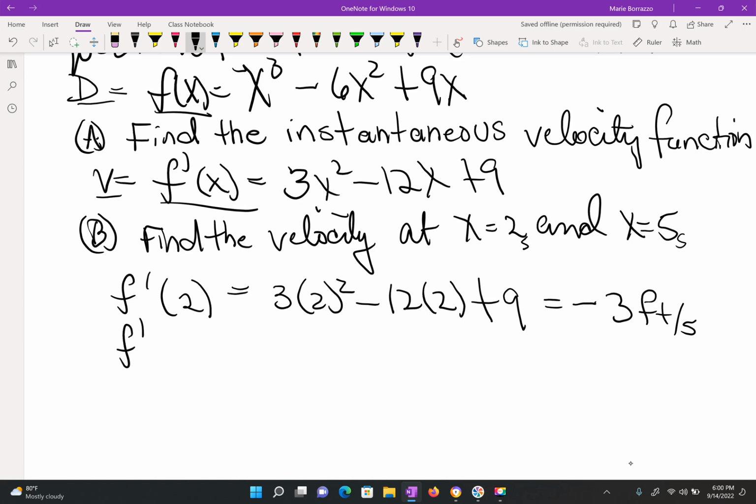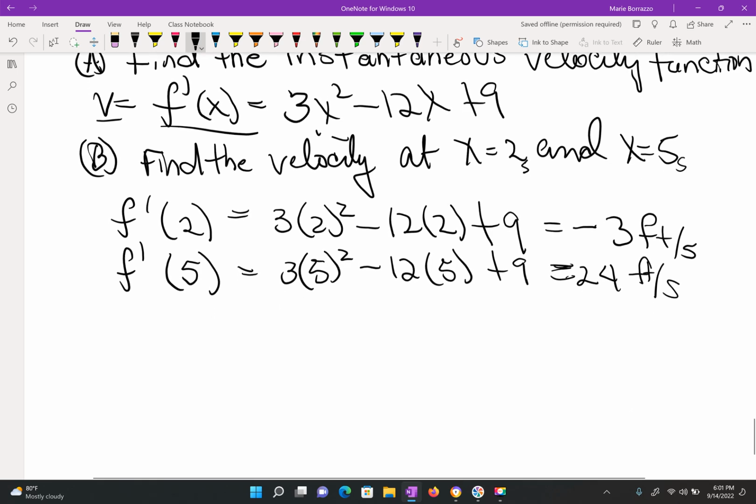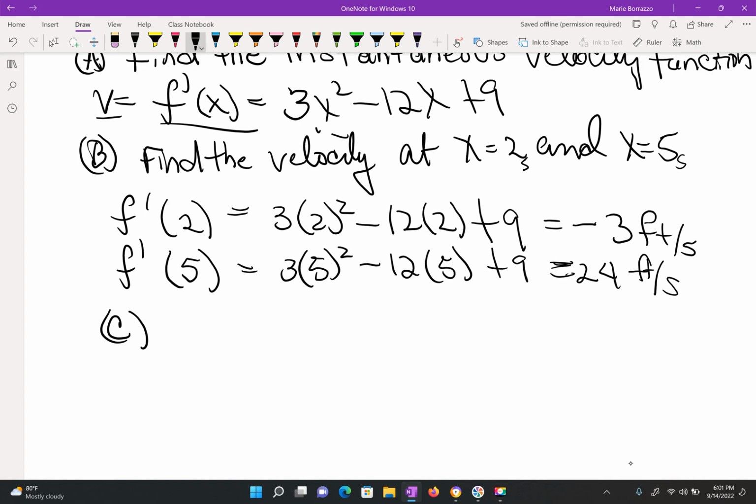The second part of the question is we're checking it at f first derivative of 5. So we're going to say this is equivalent to 3 parentheses 5 squared minus 12 times 5 plus 9, and this is equal to 24 feet per second. Easy so far? And part C, the last part is even easier because you've already learned how to FOIL, right?